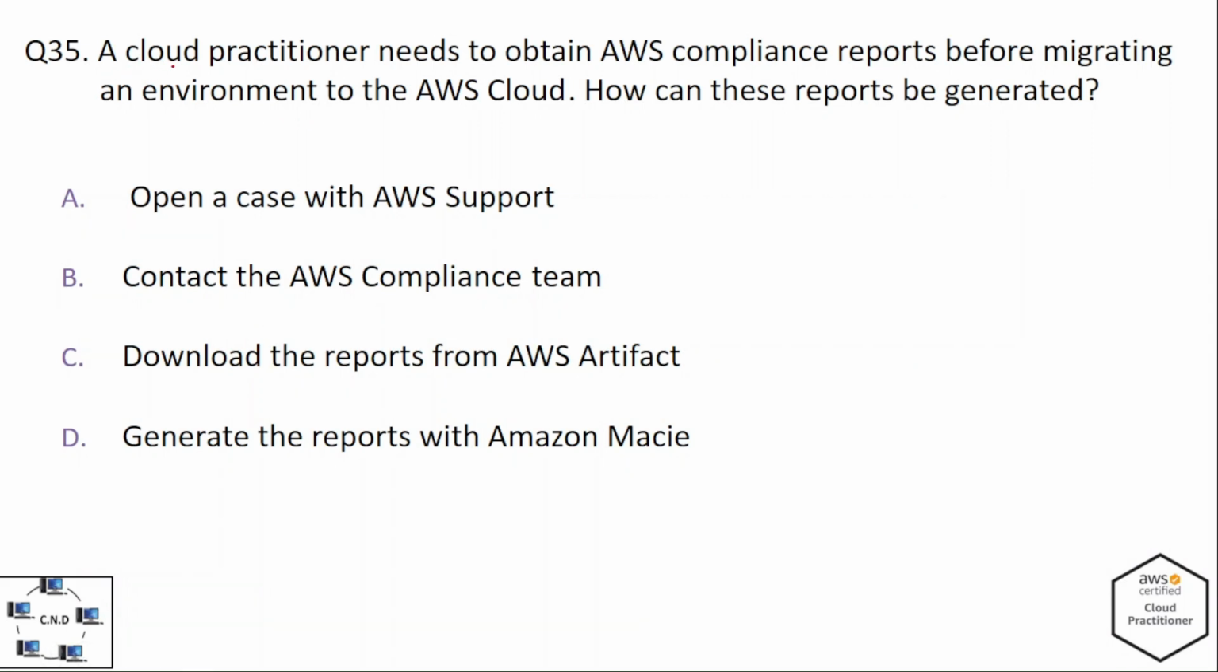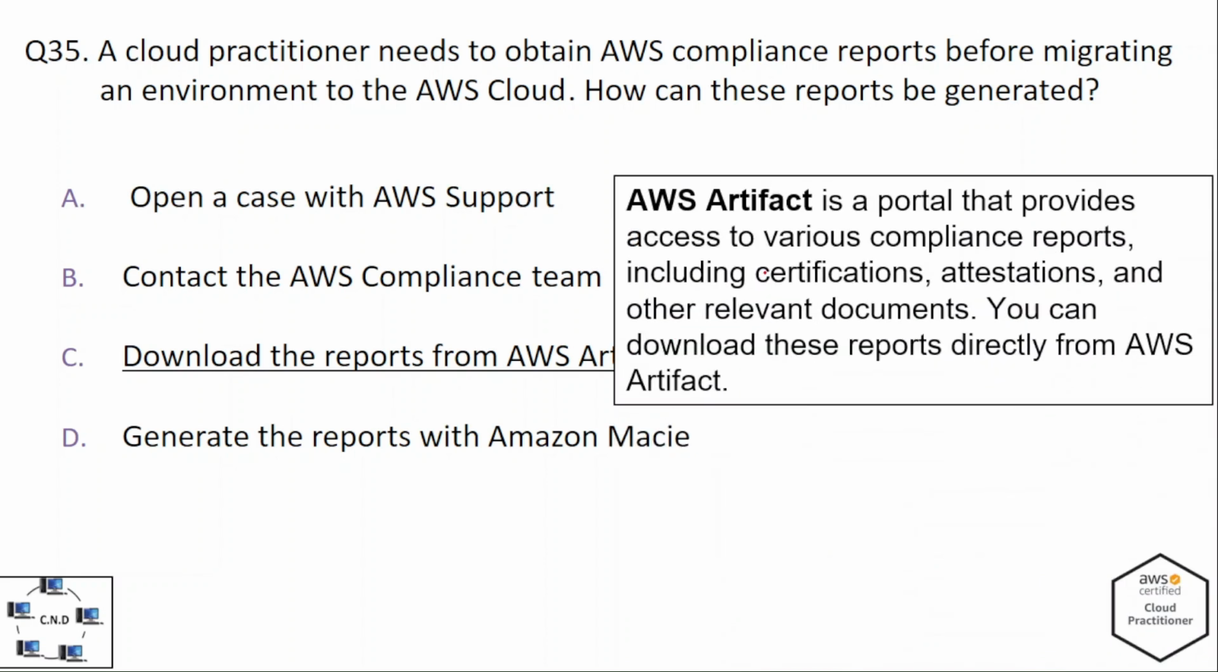Question number 35: A cloud practitioner needs to obtain AWS compliance reports before migrating an environment to the AWS cloud. How can these reports be generated? The options are A. Open a case with AWS Support, B. Contact the AWS compliance team, C. Download the reports from AWS Artifact, and D. Generate the reports with Amazon Macie. And the correct option is download the reports from AWS Artifact.